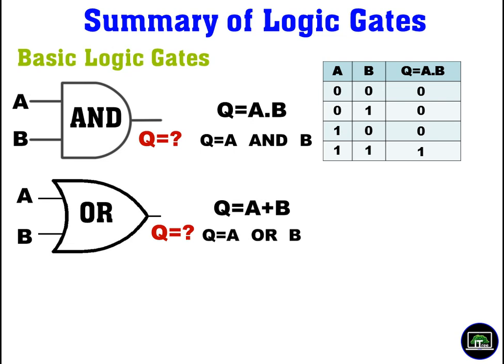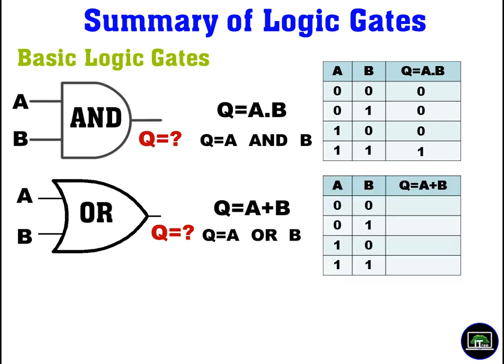So now we can build the truth table. When it is A 0, B 0, Q becomes 0. A 0, B 1, Q becomes 1. A is 1, B is 0, 1. A is 1, B is 1, 1.